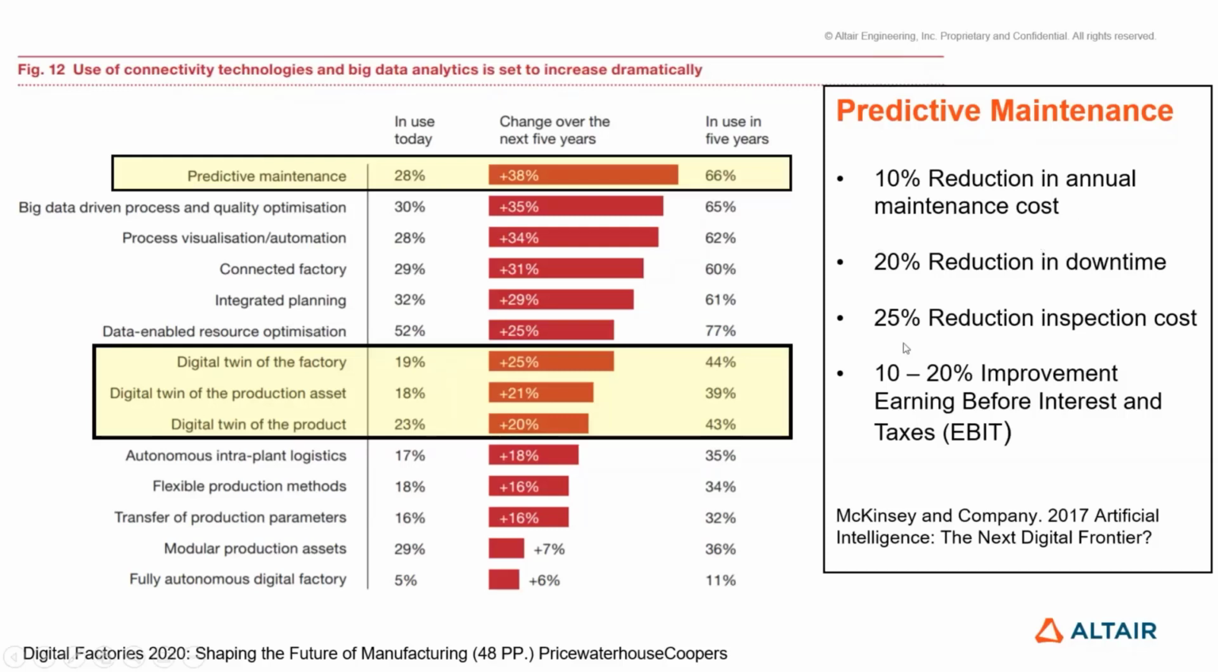10% reduction in annual maintenance cost, 20% reduction in downtime. When you say one hour of downtime, it is a huge cost for a manufacturing industry, whether it is a big automotive industry or a simple part manufacturer who makes a bolt or a nut, a small part. This data comes from McKinsey's 2017 artificial intelligence paper.